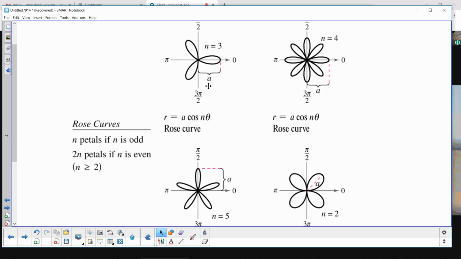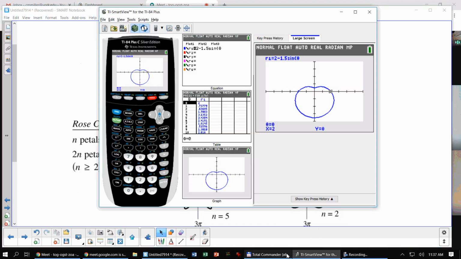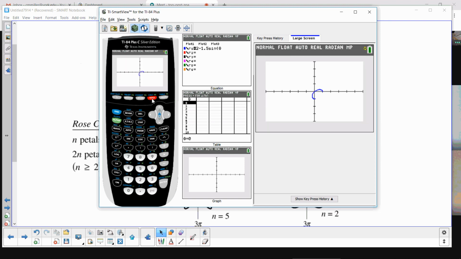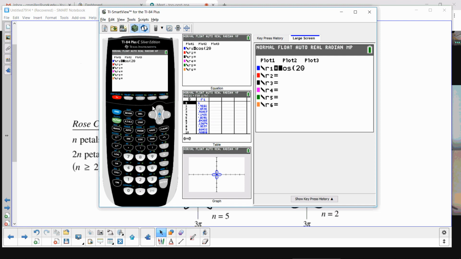And I could explain this. It's better to just go to our calculator and play. All right. Let's go back up here. Clear. Let's take a look at r equals, say, cosine of 2 theta. Right? Trace. Gives you 4 petals. And just so we make it prettier and bigger, let's put a 3 there. That's going to make the petals 3 times as long.